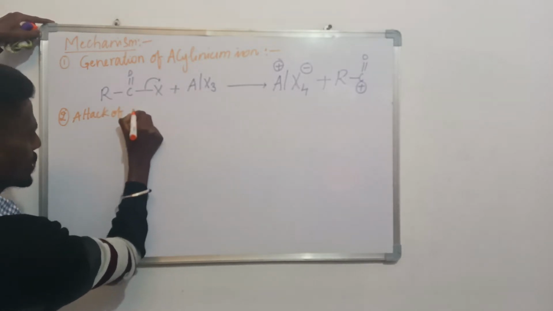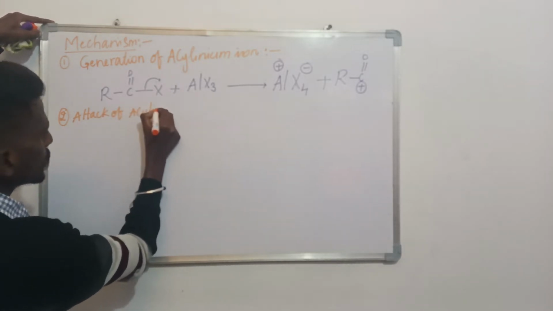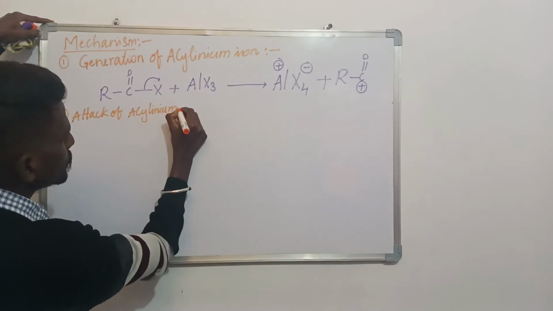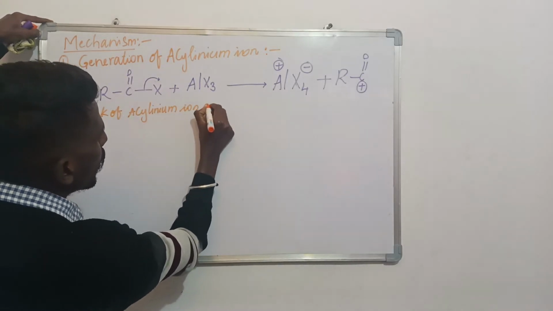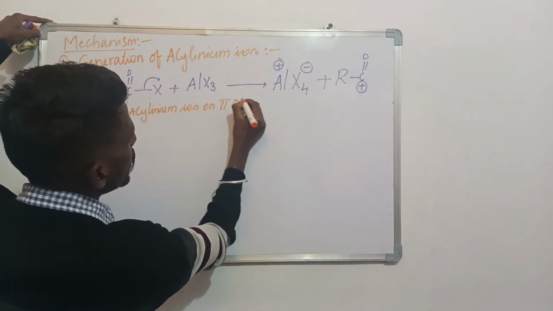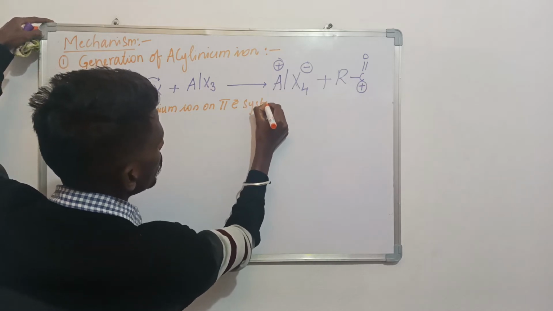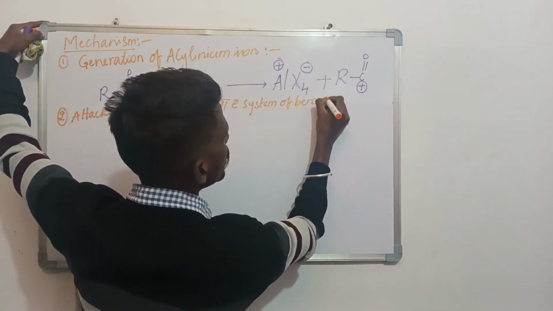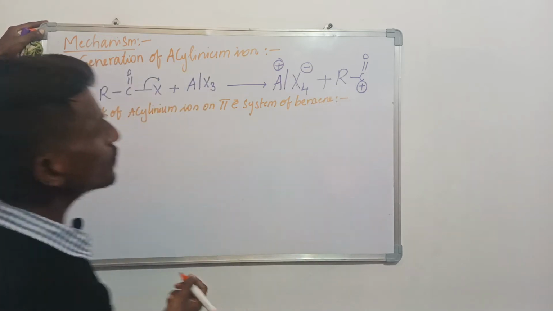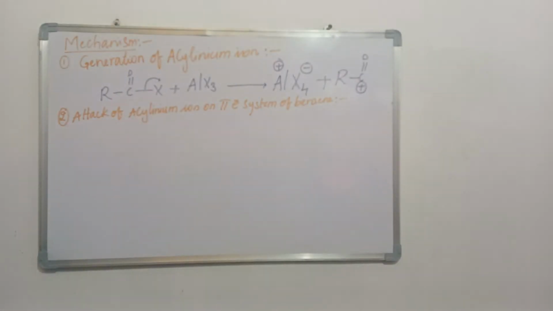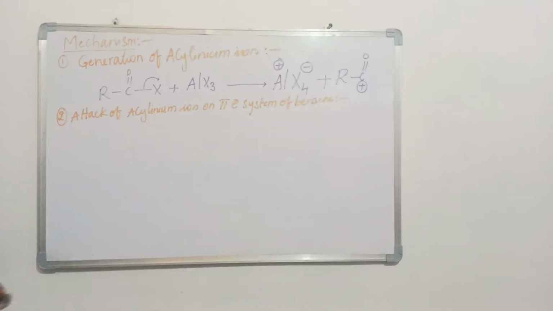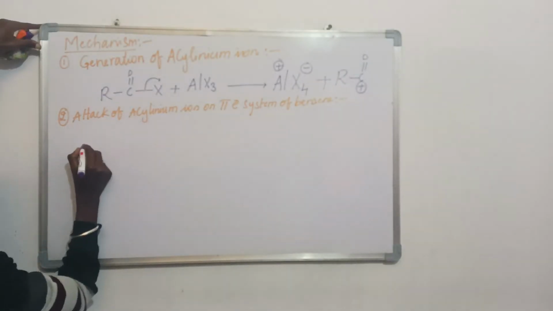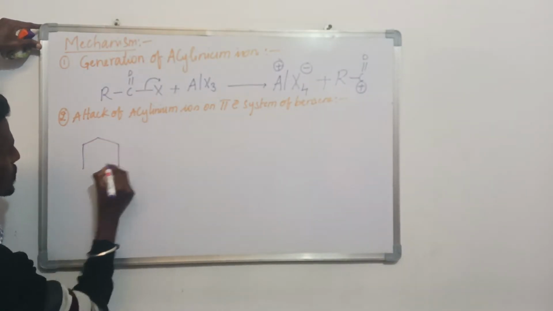The second step is the attack of the acylium ion on the pi electron system of benzene. So how will it be attacked? It will be attacked at the pi electron system of benzene.